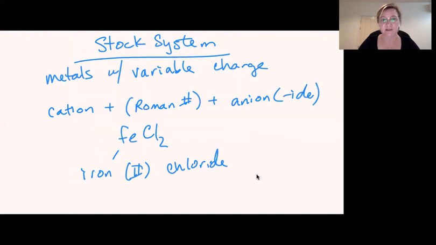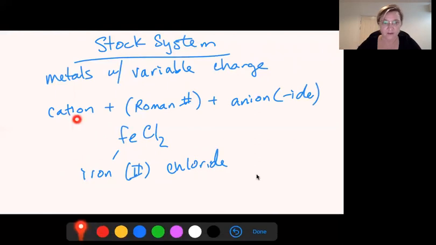The second type was with the stock system. This applies to compounds with metals that have a variable charge. Actually, rewind that. It's not necessarily just binary compounds, but when you have compounds, the metal always comes first. If the metal has a variable charge, and you can use the periodic table I gave you and check in the top right corner to see if there's more than one number listed there, then you have the cation name or the metal name plus the Roman numeral in the middle, indicating the charge of the cation, plus the anion name, again ending in IDE.